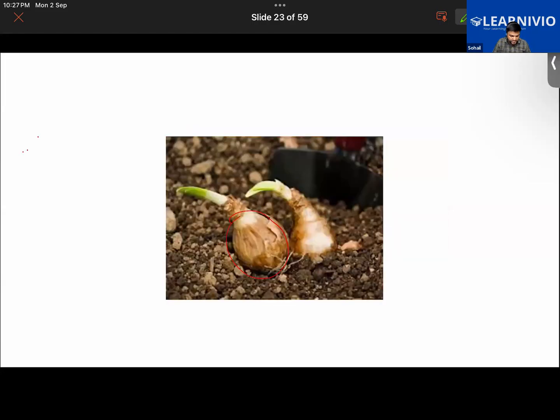Okay, Priyanka is also here. Priyanka, you also look at this image. So this is what I was talking about moments ago. After the end of the season, when the onion plant would have grown, out of the main plant, these small onion plants would have grown like this.